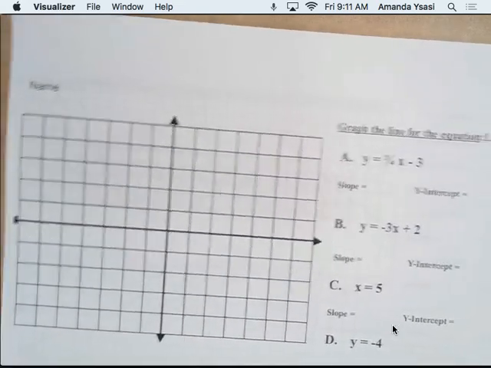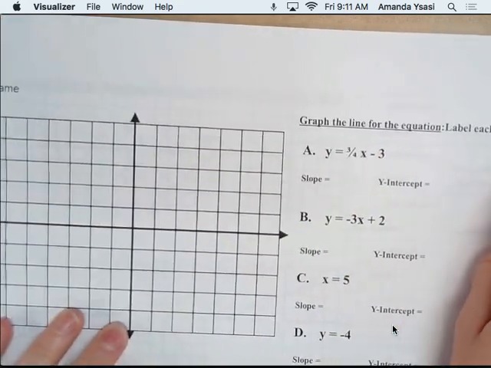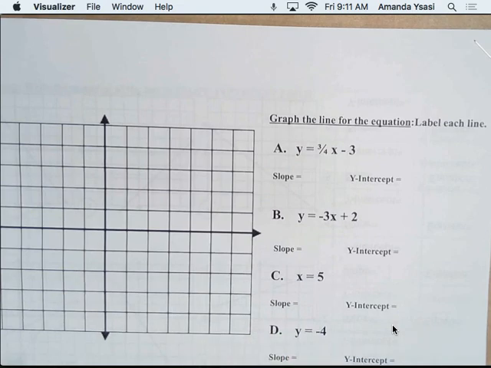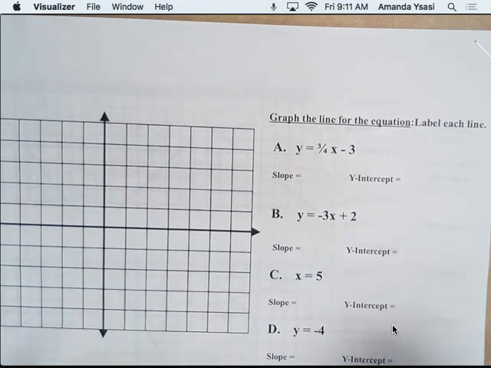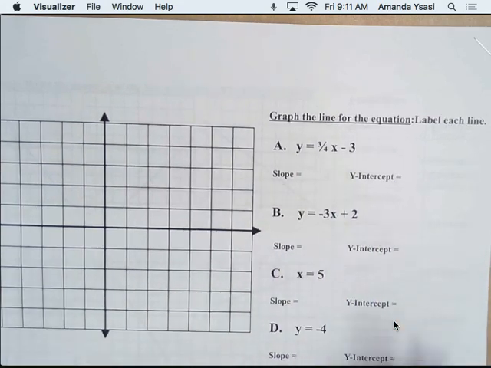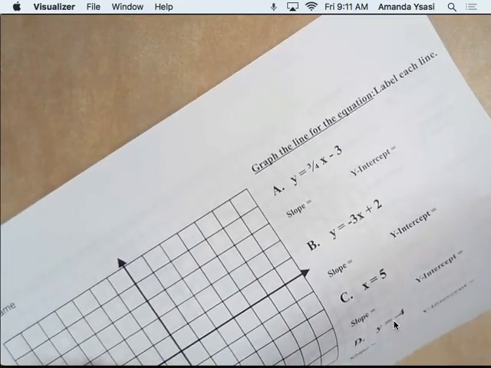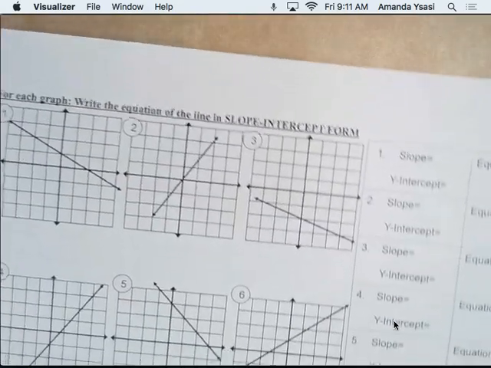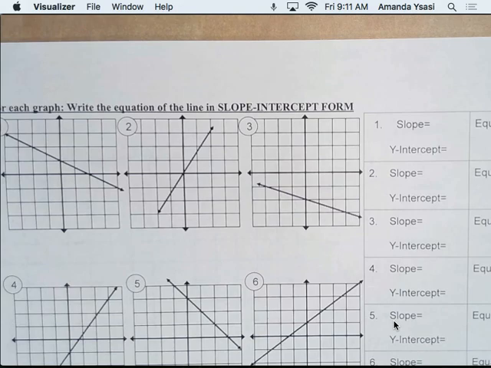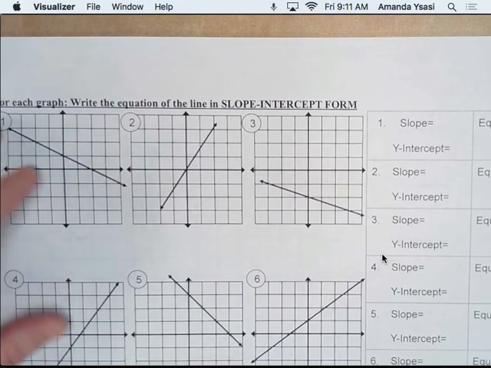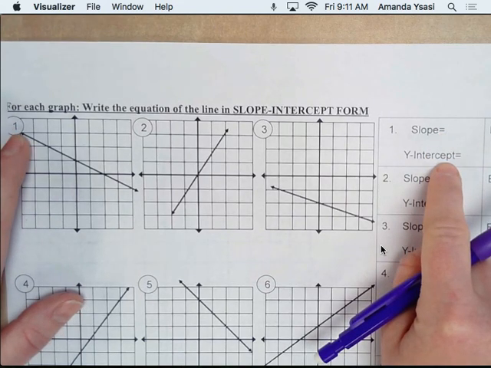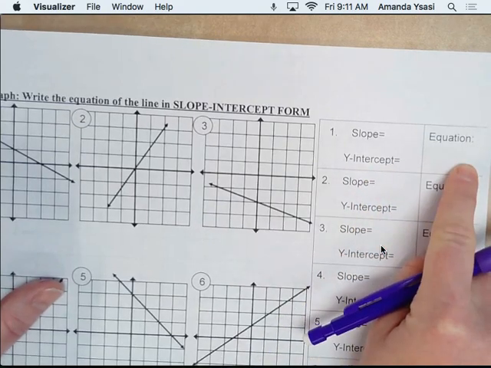So the first page is graph the line for the equations. Label each line. So you're going to label it A, B, C, and D. You're going to identify the slope and the y-intercept for each one, and then label. So you're going to do page 1, and then page 2. Let's look at that one real quick. For each graph, write the equation of the line in slope-intercept form. So you're going to identify for each one, so this is number 1, the slope and the y-intercept just like we did on that practice, and then write the equation.